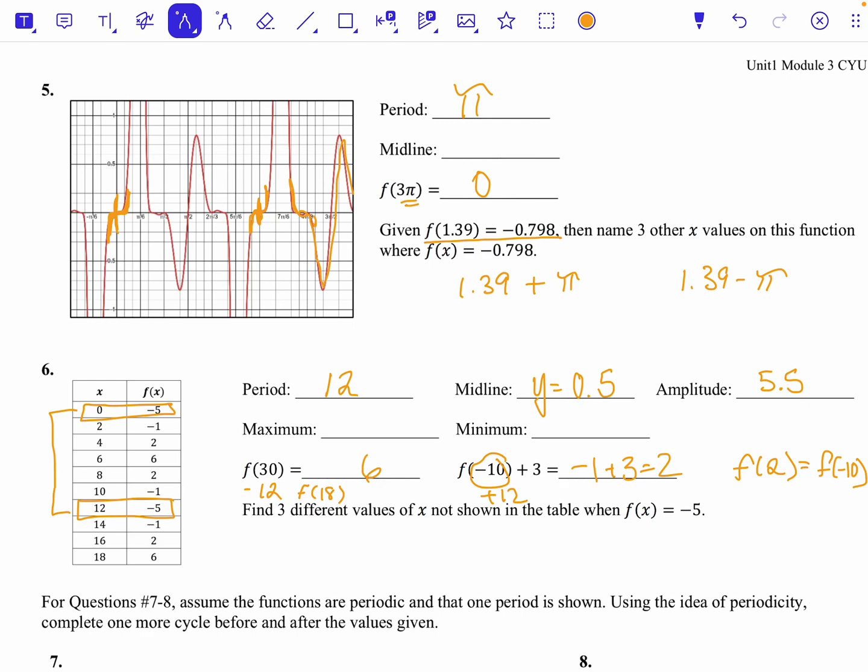All the places where we're equal to -5, they should just be 12 away from each other. So the last one on the table is at 12. So 12 more from that would be at x equals 24, 36, 48, or we could work backwards and -12, -24, etc., etc., etc. Hopefully you have a sense of identifying some key characteristics of our periodic functions.